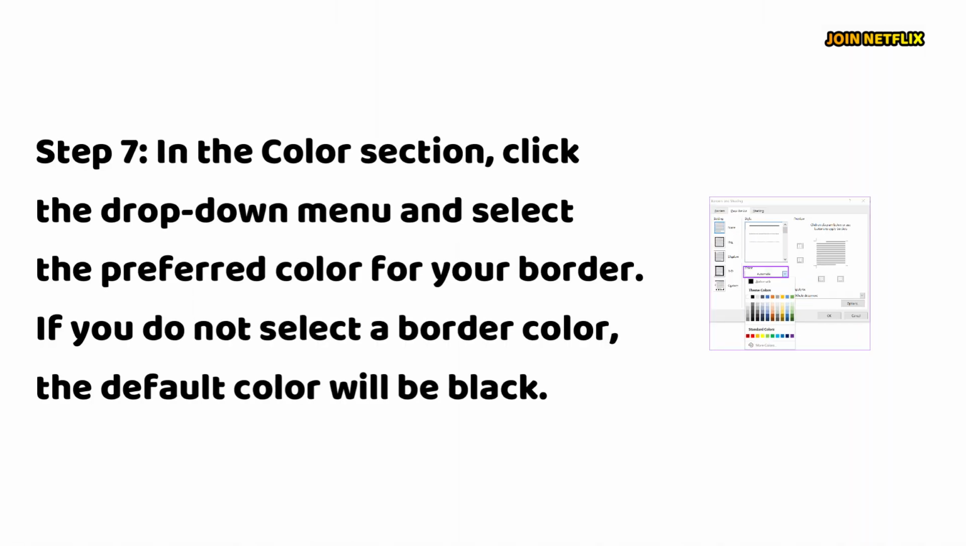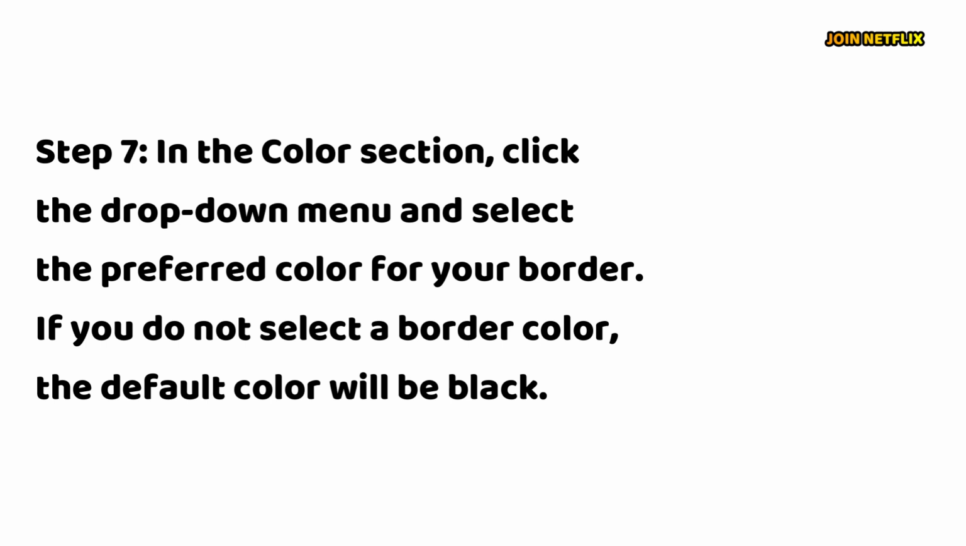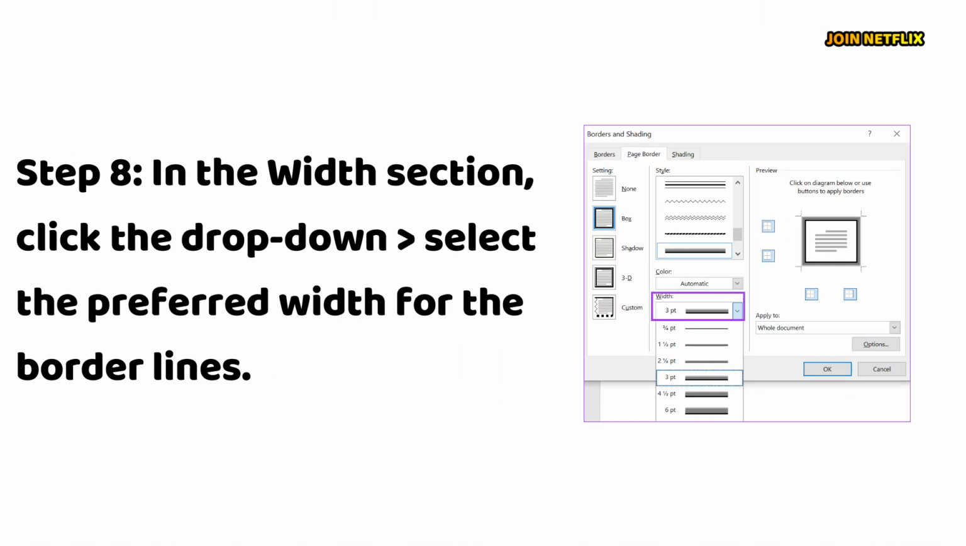Step 7. In the Color section, click the drop-down menu and select the preferred color for your border. If you do not select a border color, the default color will be black. Step 8. In the Width section, click the drop-down, select the preferred width for the border lines.